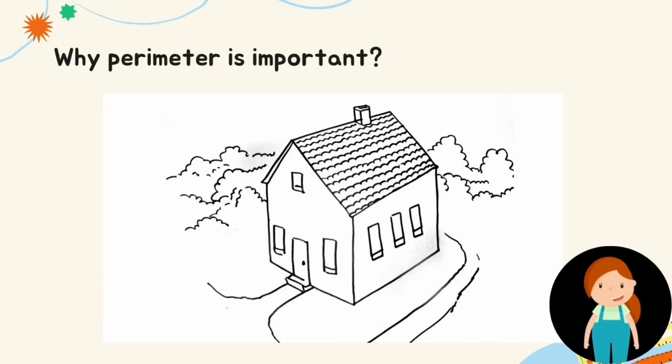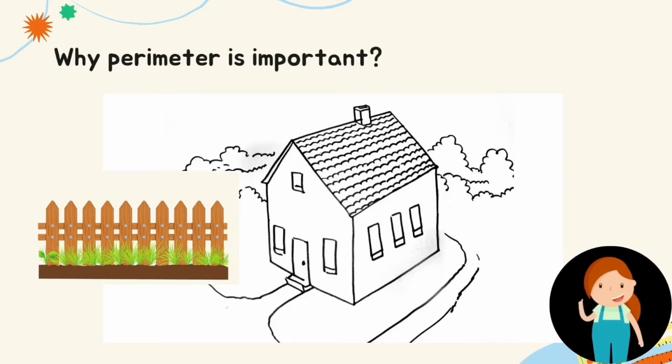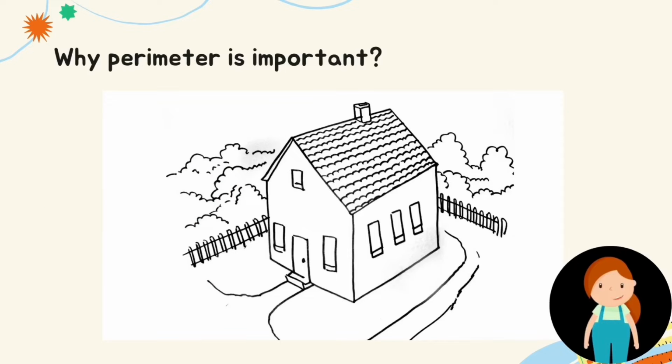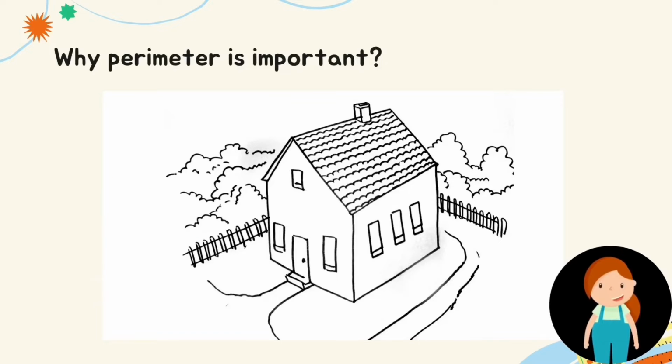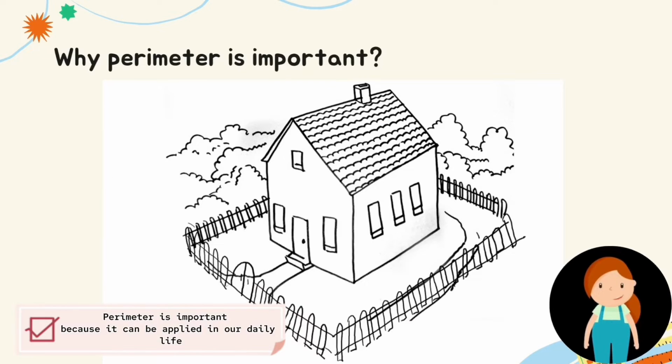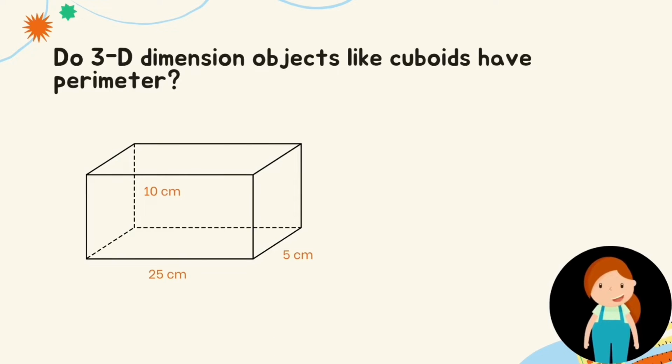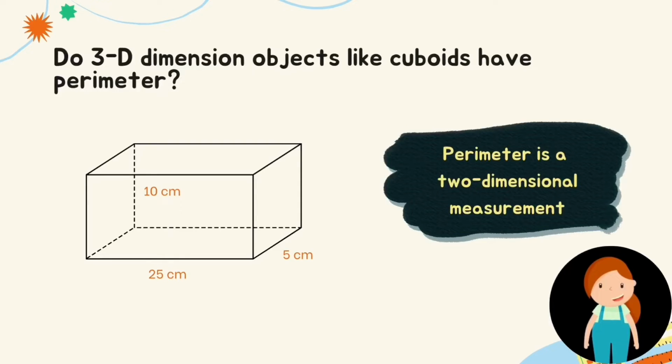Why is perimeter important? Let's say you want to build a gate around your house, then you need the perimeter to find how much wood is needed. Therefore, perimeter is important because it can be applied in our daily life. Next question. Do 3D objects like cuboids have perimeter? For your information, perimeter is only for 2-dimensional measurement.